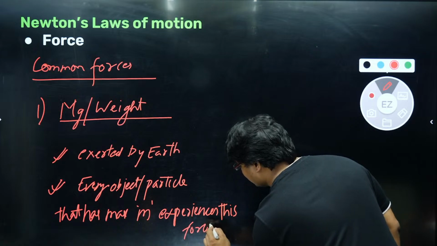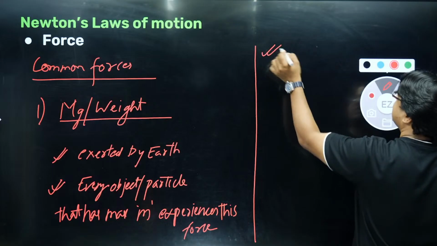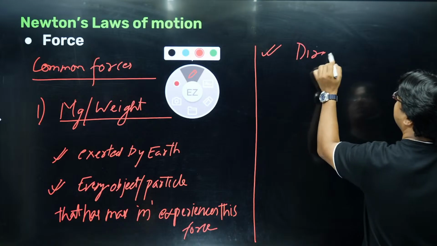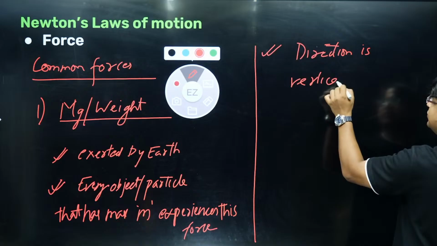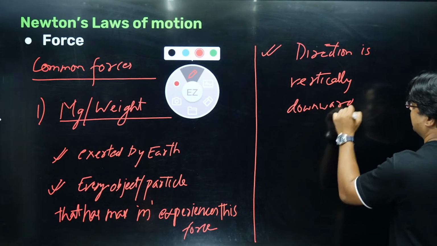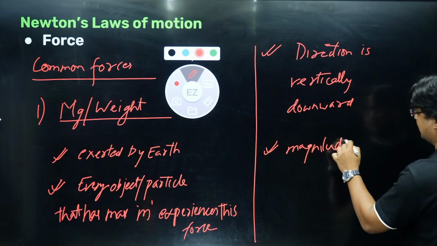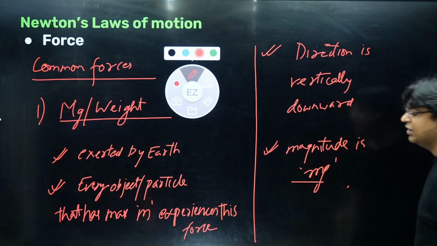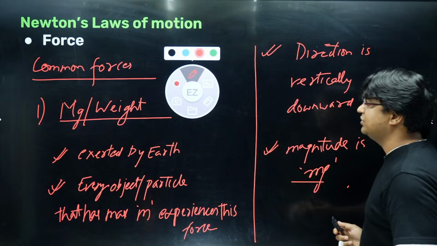Any entity with mass will experience this force. The direction of this force is vertically downward, and its magnitude is mg. If the object mass is m, then the magnitude is mg. So direction is vertically downward and magnitude is mg.